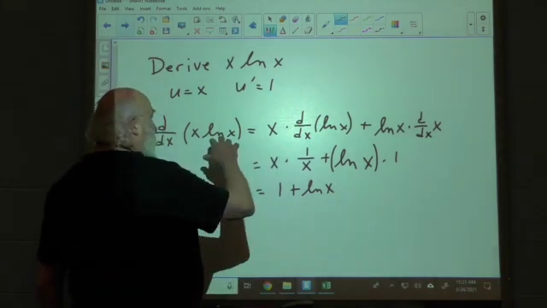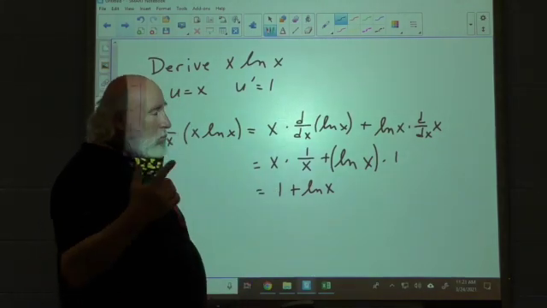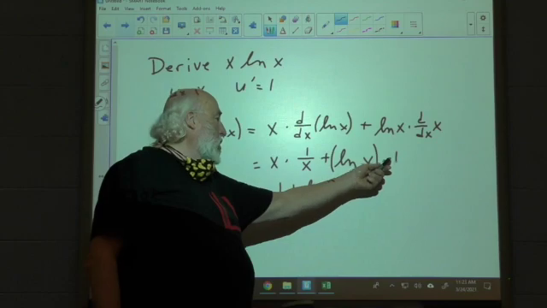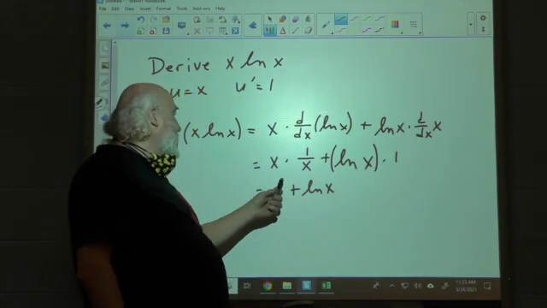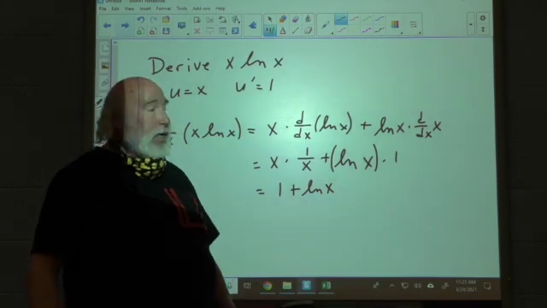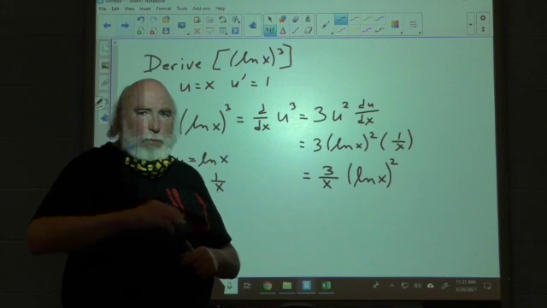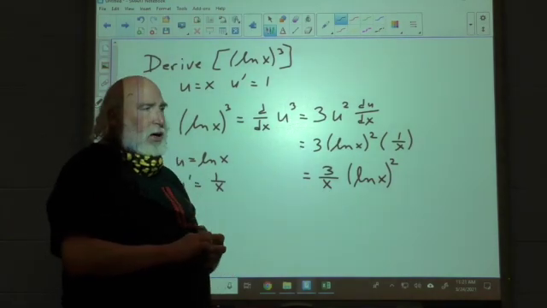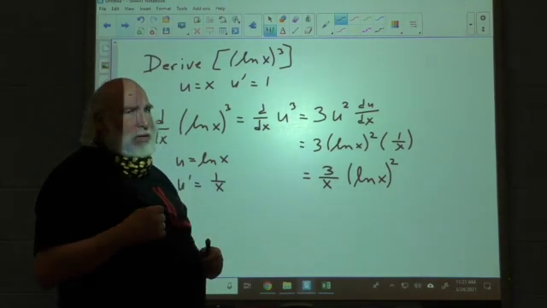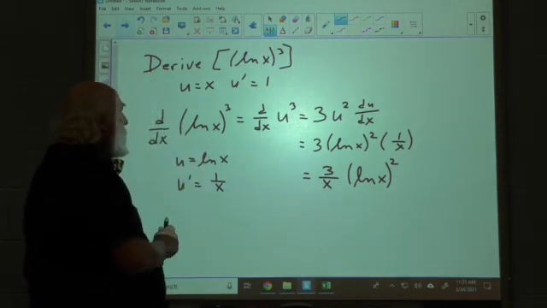Now you take the natural log of x times the derivative of x. Well, what is the derivative of x? 1. So the natural log of x times 1 is the natural log of x. So our final answer is 1 plus natural log of x. Yeah, that's simple. Now, of course, we're stepping up in complexity here, and we'll get into some interesting ones just a little bit here. But this is not too bad either.